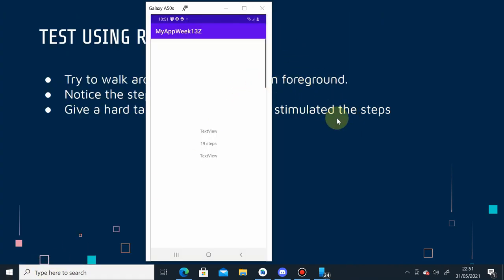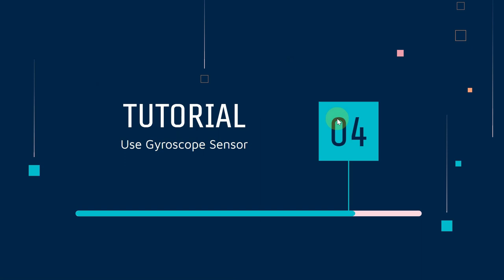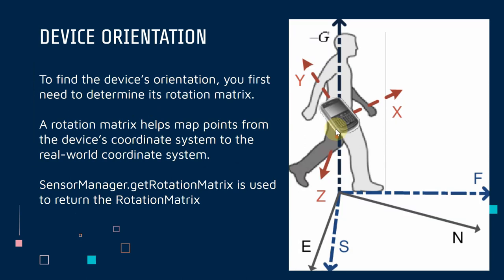All right, let's move on to the third tutorial, the gyroscope sensor. The gyroscope sensor is a hardware sensor that returns the device orientation. It's useful if you want to know the angle, the degree of the smartphone's rotation based on different axes.